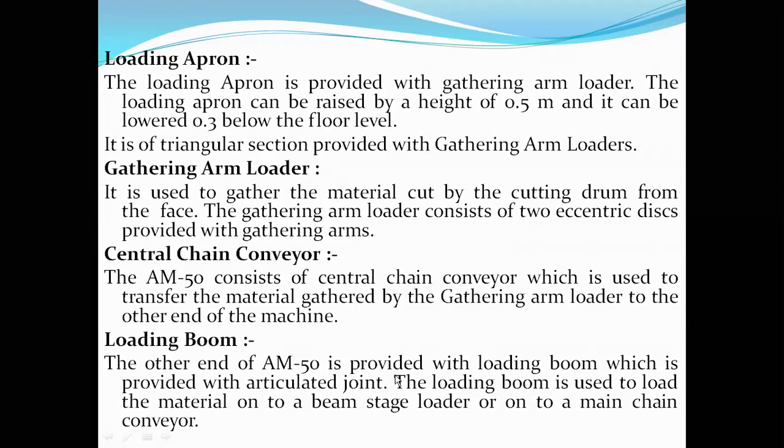Next, loading boom. The other end of AM50 is provided with a loading boom, which is provided with an articulated joint. Articulated is nothing but flexible joint. Okay, the loading boom is used to load the material onto a beam stage loader. This is called BSL. Suppose let us say there is a conveyor and there is a machine. Let us say this is where exactly your conveyor is, and as the face progresses, let us say this is the end of the loading boom. Let's say this is attached to the machine, and this is the end of the loading boom.